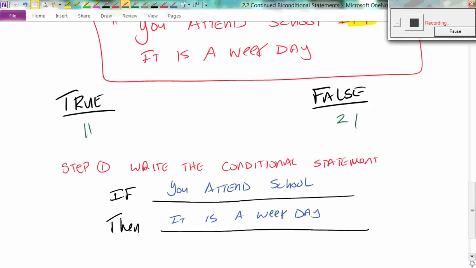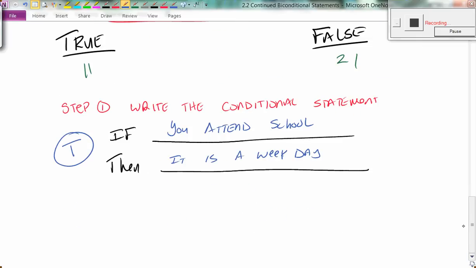True. What do you think? False. True. When there are limits, then true. If you attend school, then it's a weekday. I want you to all agree that this is true, right? Okay, so do we agree that this is true? Yeah, there is no Sunday school at Healdsburg High School, correct? So we all have now agreed that this statement is true. We're all on the same page, right? Okay, good. Now, please write the converse to this statement.